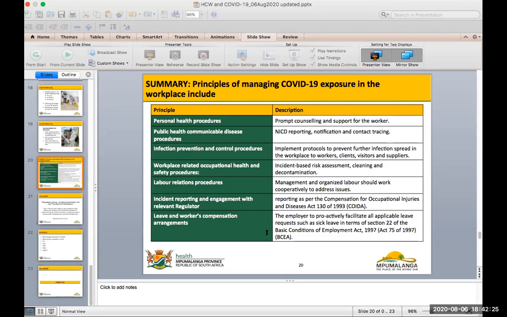Engage in labor relations procedures. Management and organized labor should come into play and work with us cooperatively to address these issues. Incident reporting and engagement with relevant regulators is very important, like I've alluded to initially. Compensation: you can be compensated, whether it's a TUI, or a consent case, or if death ensued, you can also be compensated. Leave and workmen's compensation arrangements have to be followed according to the Basic Conditions of Employment Act of 1997.